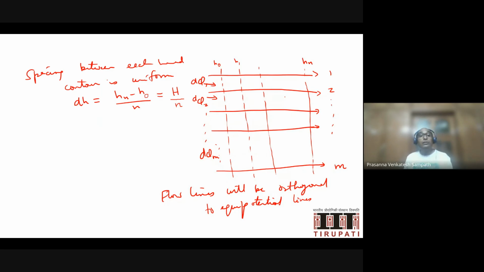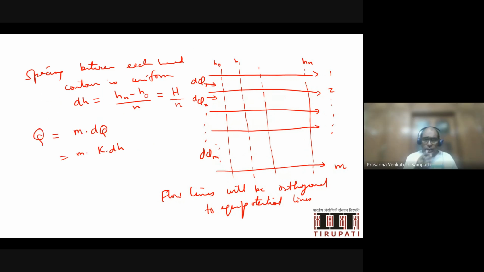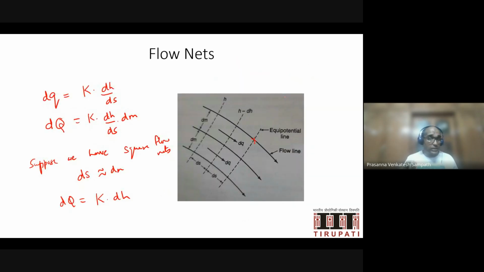All right, so far so good. dh, the head difference between any two successive equipotential lines, is capital H divided by small n. Now the total flow Q caused by these n number of equipotential lines and m plus 1 number of flow lines is m times dq, and dq, like we saw in the previous slide, is k times dh, right? Just go back a couple of slides. dq is k times dh, right?